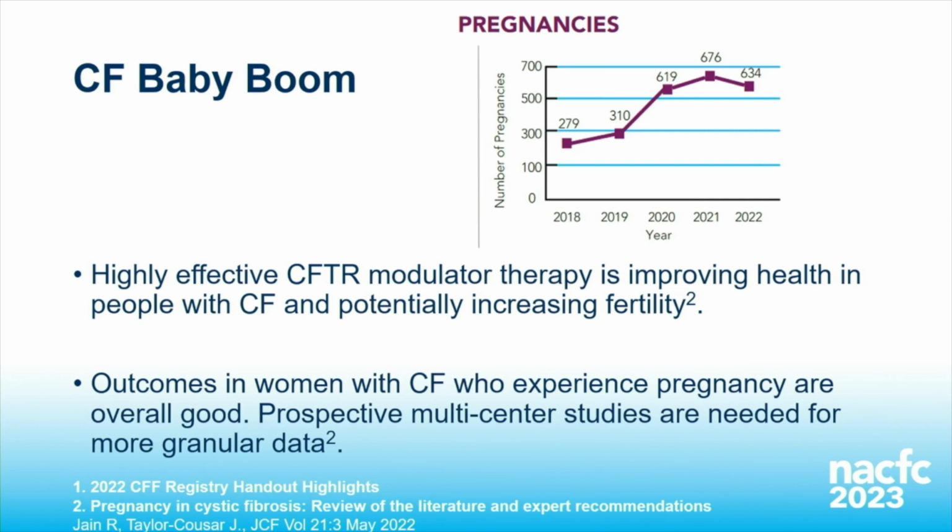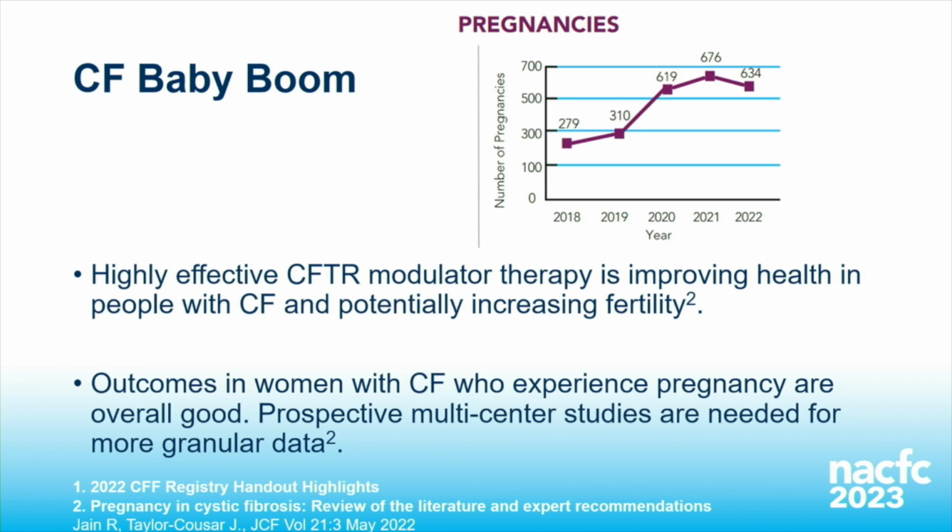We're topping out at about 600 pregnancies a year in CF. And as you can imagine, spread across many different centers, the number of individual cases in each center is actually going to be quite low. So to understand rare events in this population, we're going to need to do multi-center trials, which are obviously getting fired up.